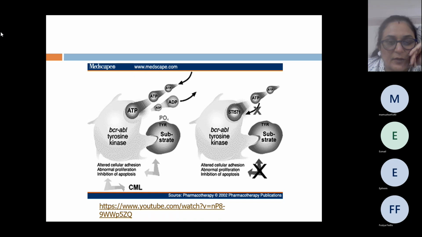Once again, the substrate, the ATP molecule comes and binds. You have the imatinib coming and placing itself, therefore ATP cannot bind itself. So this is how Gleevec acts, or basically imatinib acts, right?